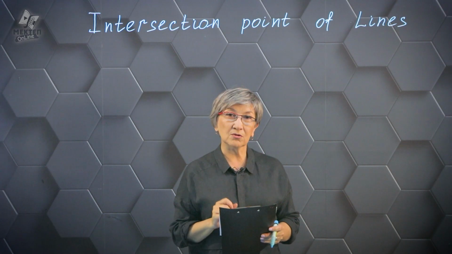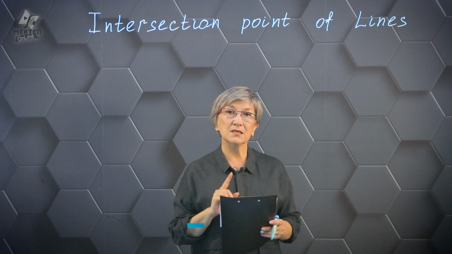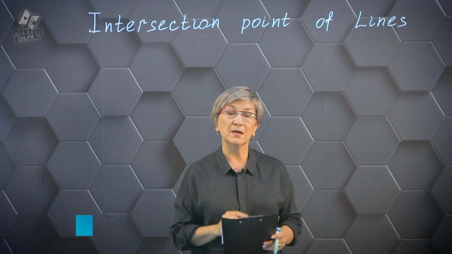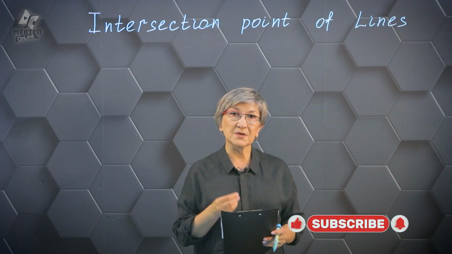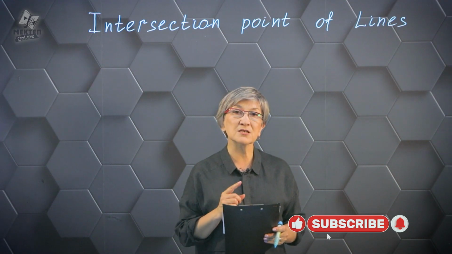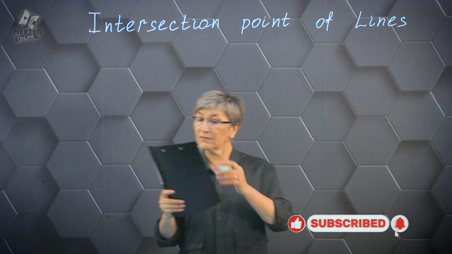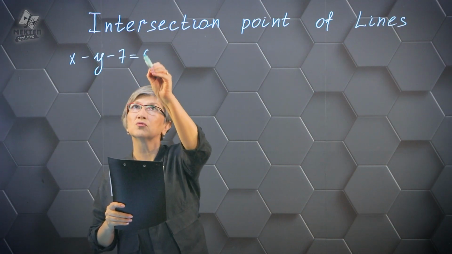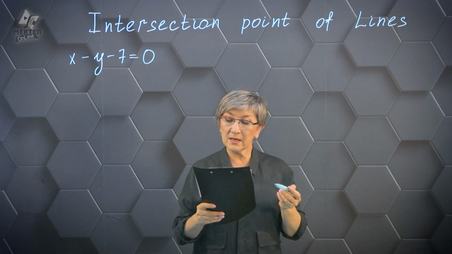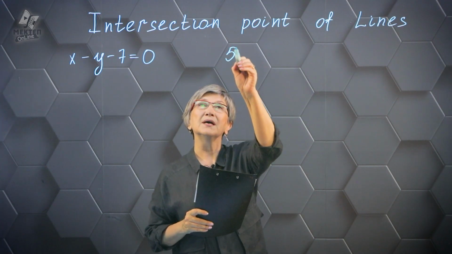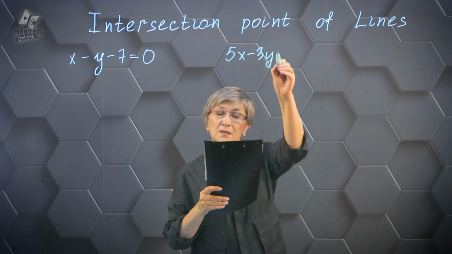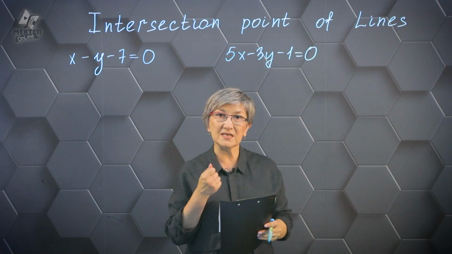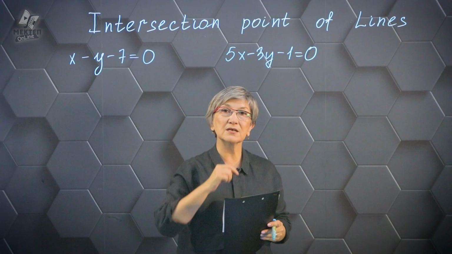Hello, today in class we will solve another task where we will find the intersection point of the graphs of two linear functions. These linear functions are represented as linear equations with two variables. The first equation, x minus y minus 7 equals 0. The second equation with two variables, 5x minus 3y minus 1 equals 0. Our task is to find the intersection point of these function graphs.